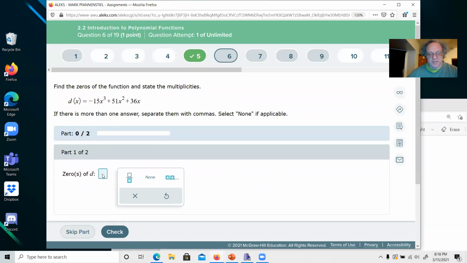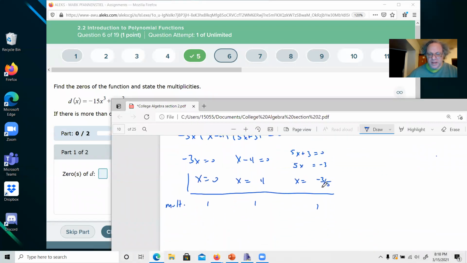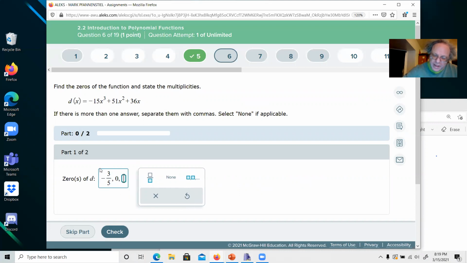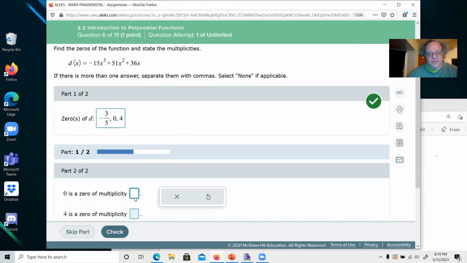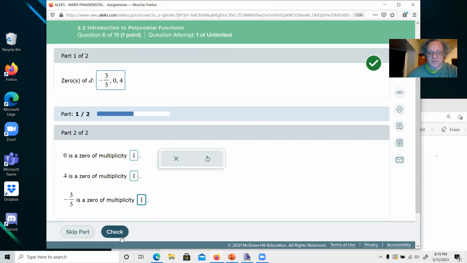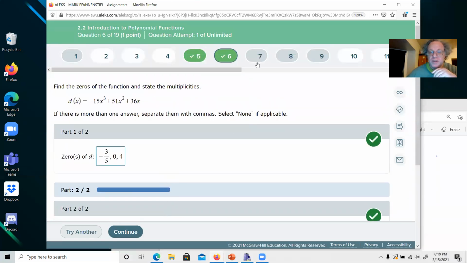Zeros of d of x. Okay, so what do we have? We had negative 3/5, 0, and 4. So negative 3 over 5, 0, and 4. All right, let's check that. That's great. And then each one of them had a multiplicity of 1. That looks like we're good to go. Let's try the next one.